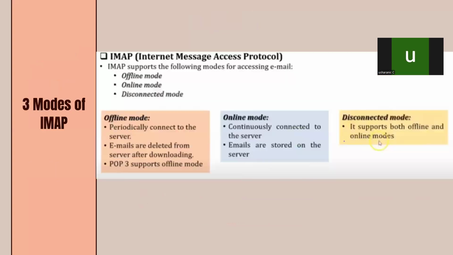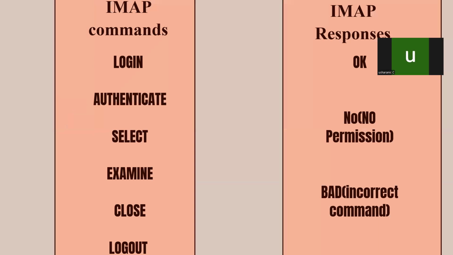And this IMAP protocol can support the email service in three modes. The first mode is offline mode. In offline mode, it is periodically connected to the server, and all the emails are deleted from the server after downloading. In online mode, it is continuously connected to the server, and email can be stored on the server only. And we can combine both the online mode and the offline mode features. It produces the disconnected mode. These are the three modes of IMAP.